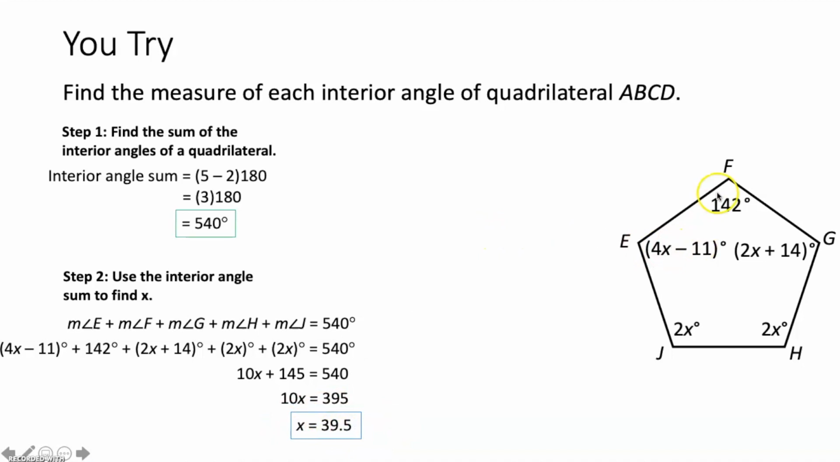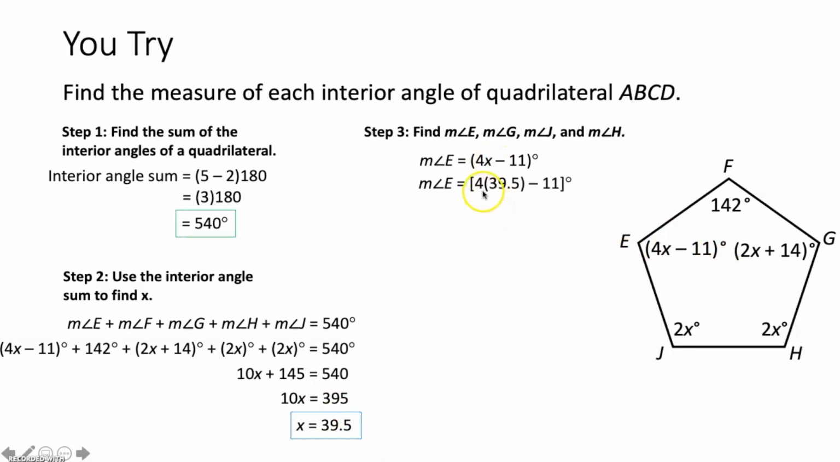I'm trying to find the measures of the interior angles. So I have the measure of angle F, I just need to find the measures of all the other interior angles. Let's start with the measure of angle E. We know that's 4x minus 11, so I take what I found for x, 39.5, plug it in for x here, and I simplify. 4 times 39.5, then I subtract 11, and I get 147 degrees.